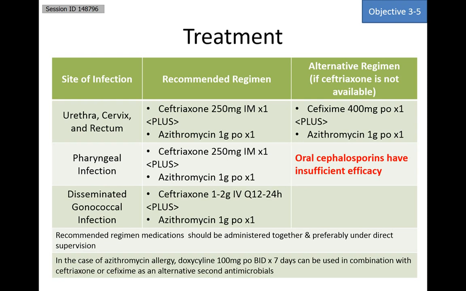Disseminated gonococcal infection has to be treated depending on where it has disseminated to. If it disseminated to the CNS and causes meningitis, it has to be treated for 14 days. If it disseminated to the joints and is causing arthritis, it could be treated up to 7 days. And we will be using a higher dose of ceftriaxone in this case, 1 to 2 grams versus 250 milligrams.